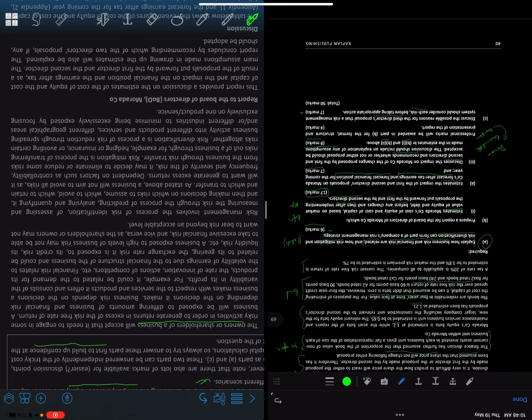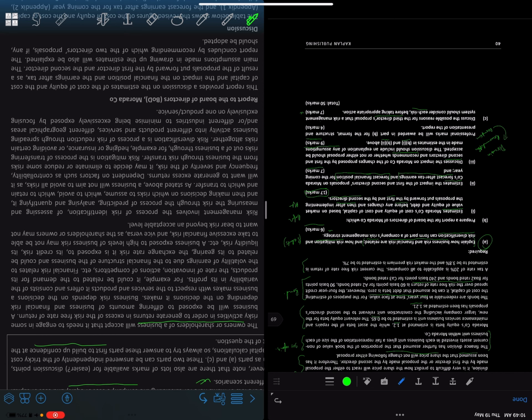Because that's how normally we get the risk premium, right? Plus the risk-free rate of return. So explain how these business risks and financial risks are related, right? So that's the first part.